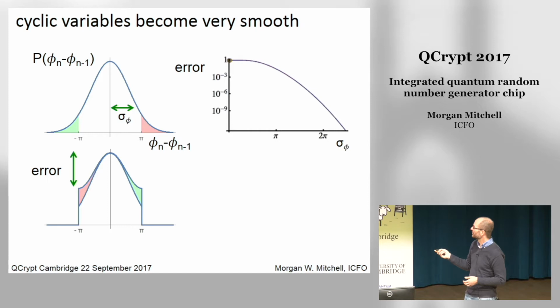So we have to take this part of the probability distribution and stick it here, and this part and stick it there. And now you see that as it diffuses, it's going to very quickly fill up these regions, and we'll get a flat distribution. In fact, you can see the error relative to a uniform distribution drops off very quickly. It's faster than exponential with the amount of diffusion. And here we have tens of pi of diffusion, and so the error is completely negligible.